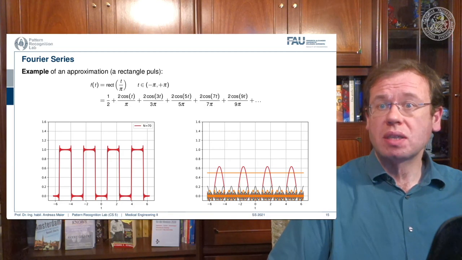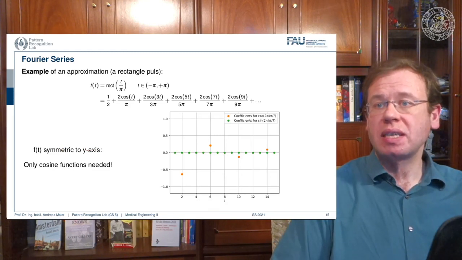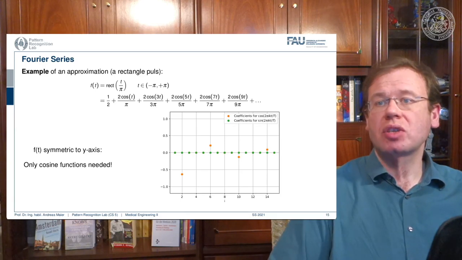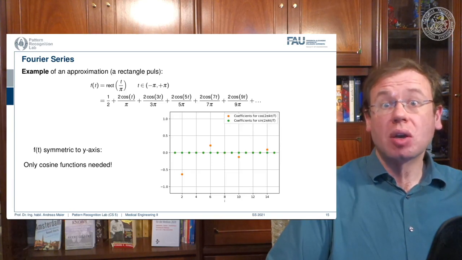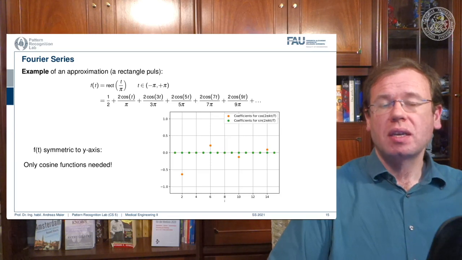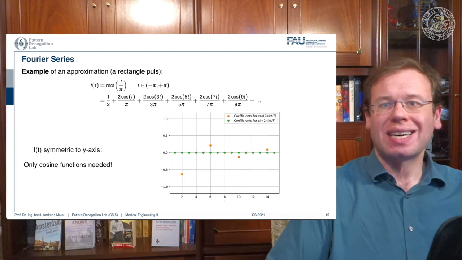So let's plot not just the cosines and the superposition of them, let's also plot the coefficients over the frequency. And here you see that we have all of the sine coefficients now zero, and only sometimes the cosine coefficients are non-zero values, and you see that they're also alternating here, and we need quite a few of them in order to approximate our function. So here f of t is symmetric to the y-axis, and this means that only cosine functions are needed for the approximation. So that's already an interesting observation, and you'll see that if you have something that is symmetric to the y-axis, you will only need cosines, and if you have something that is point symmetric to the origin, then you only need sine functions in order to approximate those periodic functions.